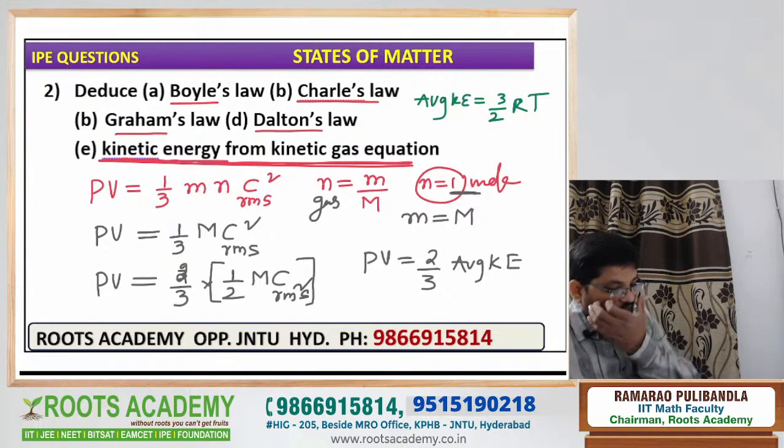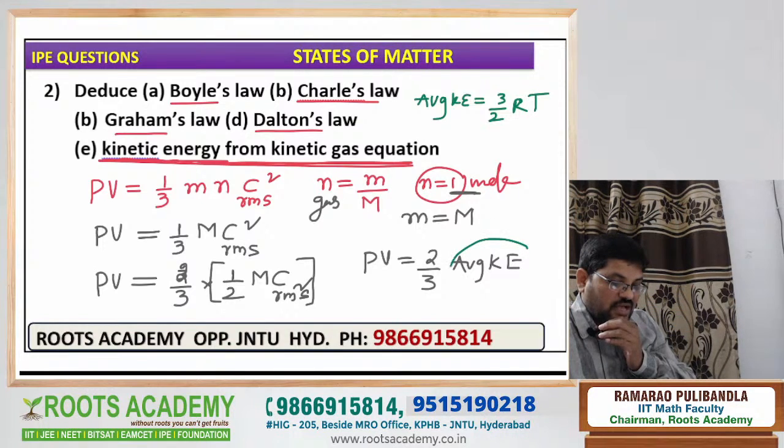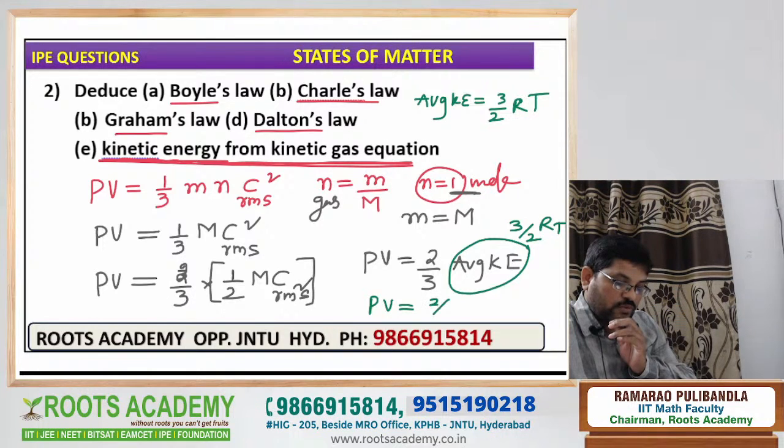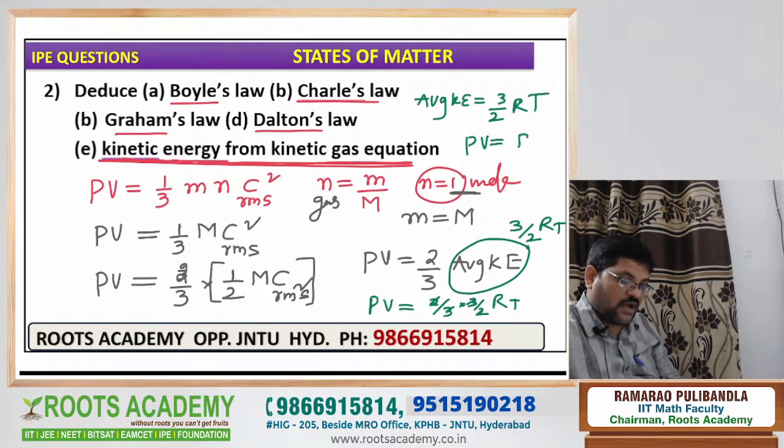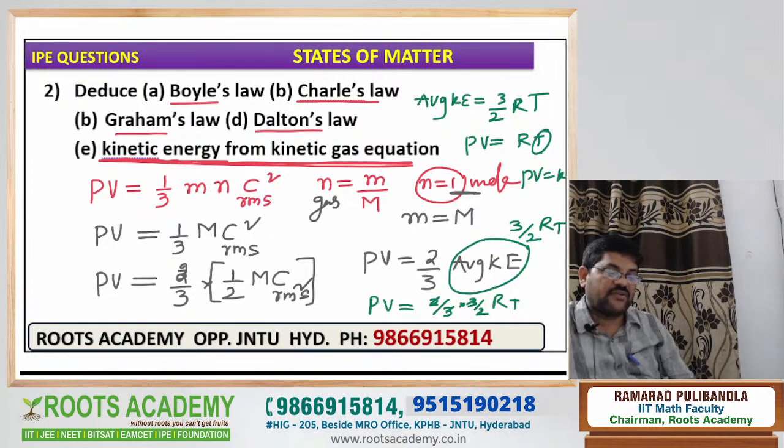Average kinetic energy is nothing but 3 by 2 RT. That means you take this average kinetic energy as 3 by 2 RT. Any doubt? So from that you get PV is equal to 2 by 3 into 3 by 2 RT. Now this 2 cancels, 3 cancels. Now you get PV is equal to RT. Here R is a constant. What is Boyle's law? At constant temperature, PV is equal to K. That is how Boyle's law is derived.